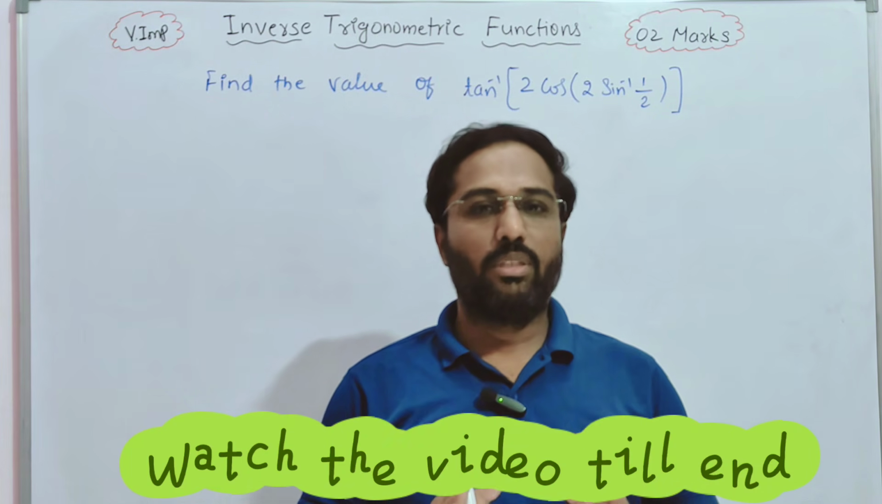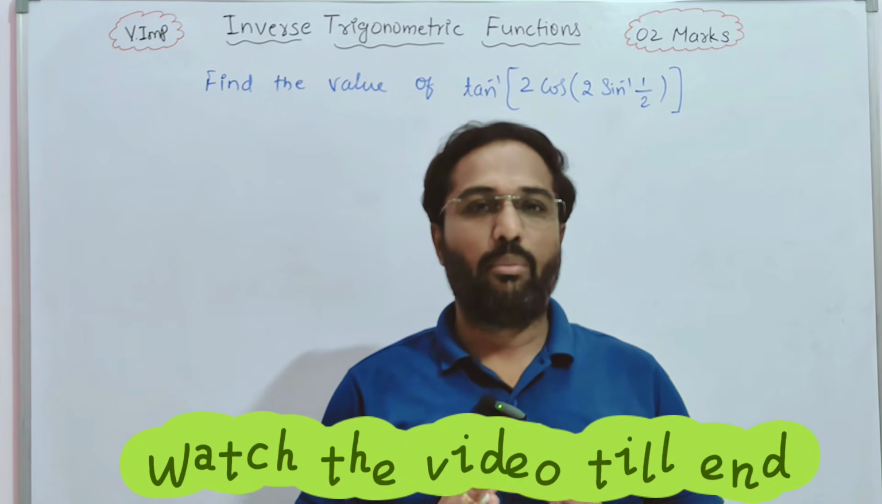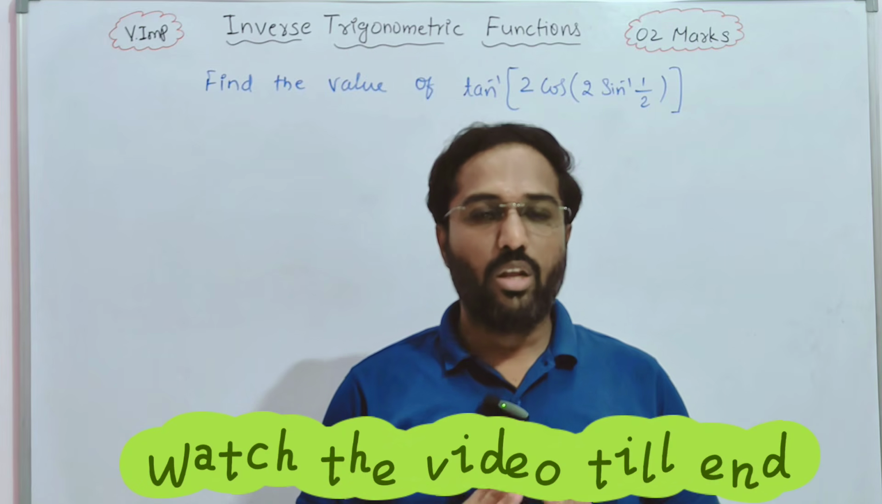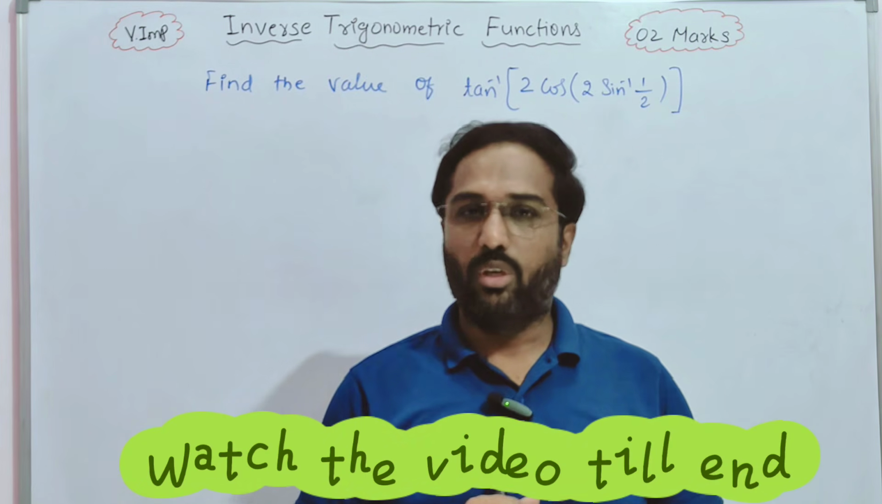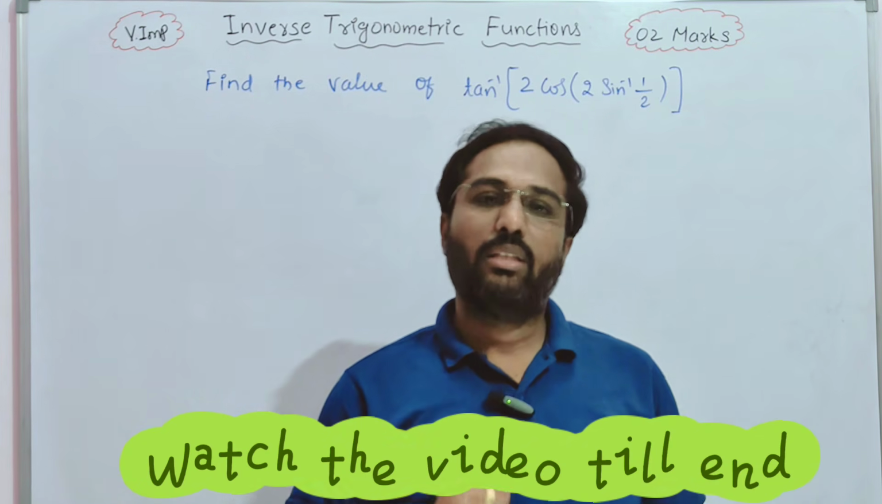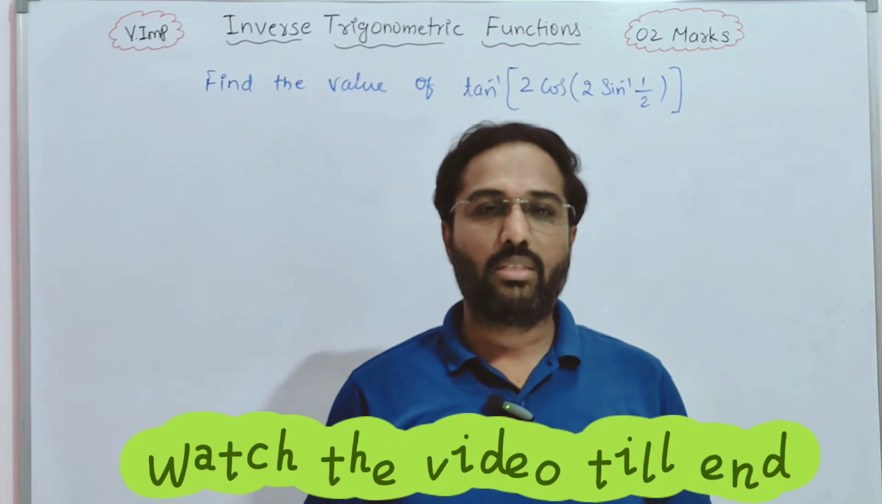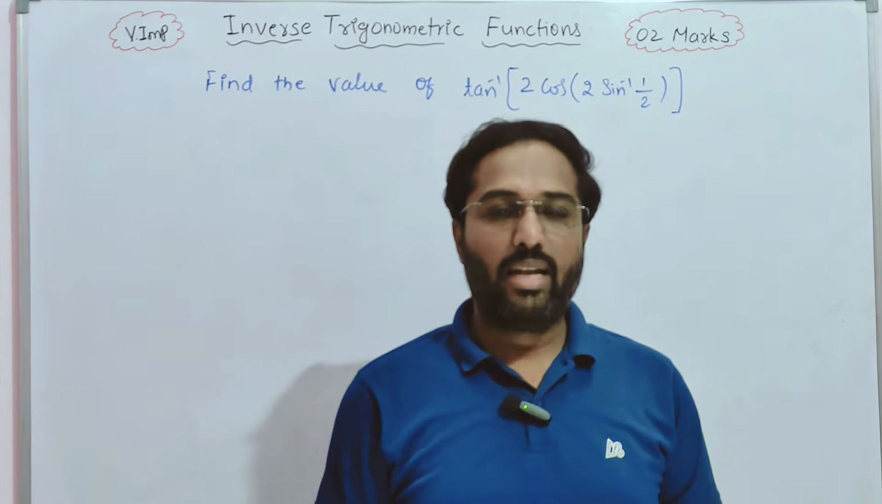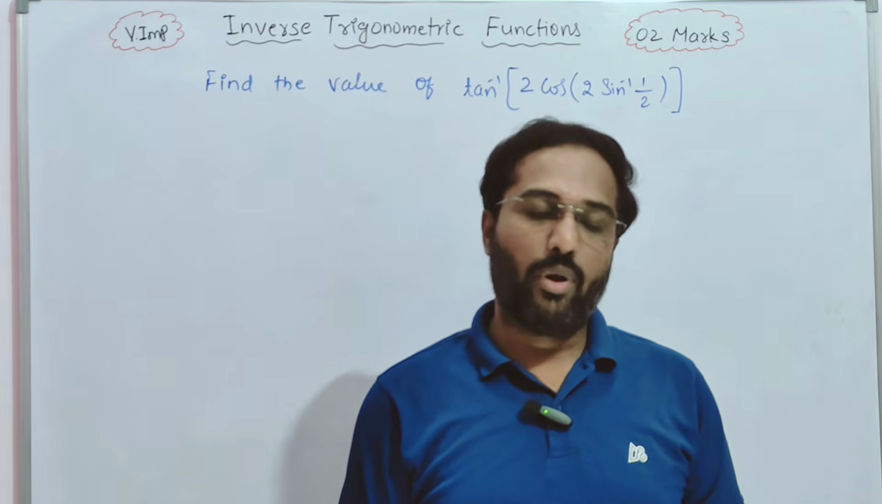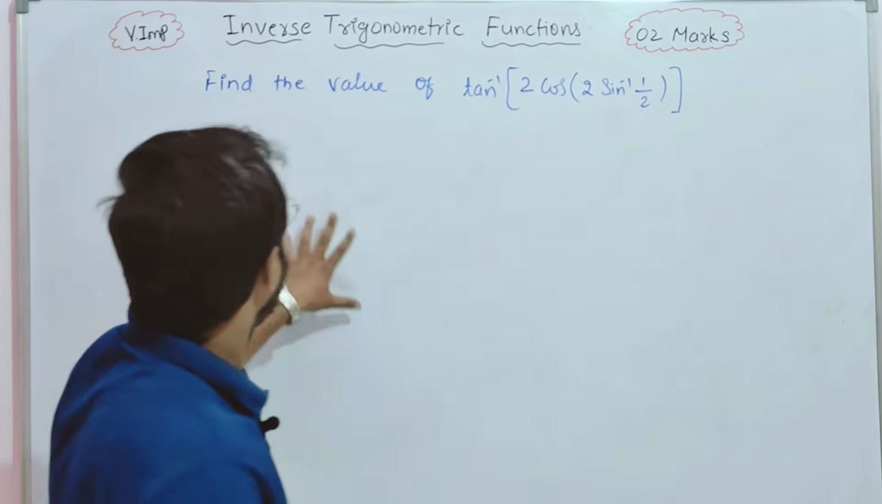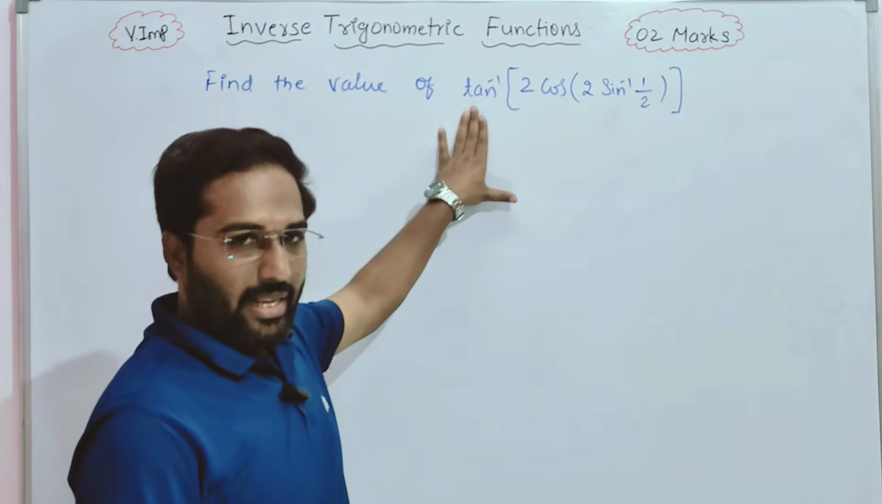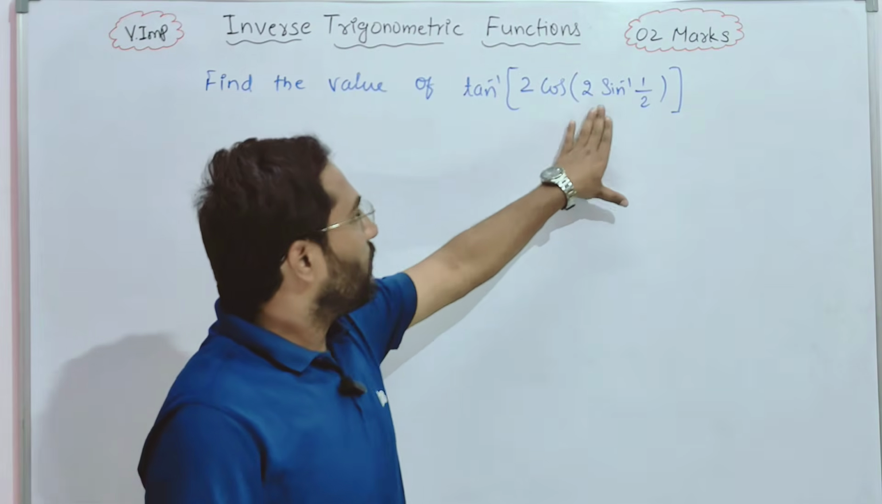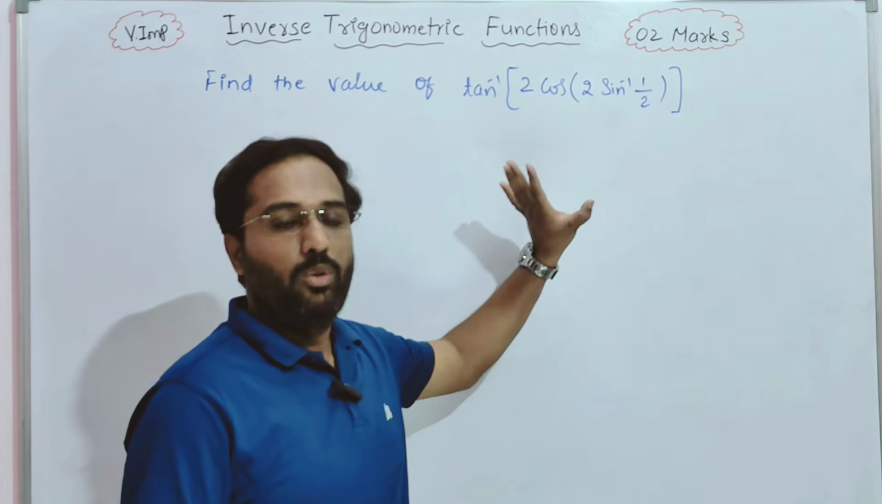Discuss one of, or some of, the very important questions which will be asked for 2 marks in one shot. We'll finish it today with some of the very important examples for 2 marks. So without delaying, watch the video till the end. We'll see one of the important examples. Let us see. Find the value of tan inverse of 2 cos of 2 sin inverse of 1 by 2.